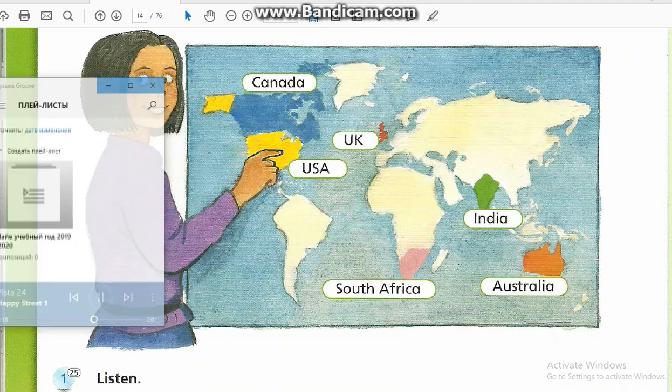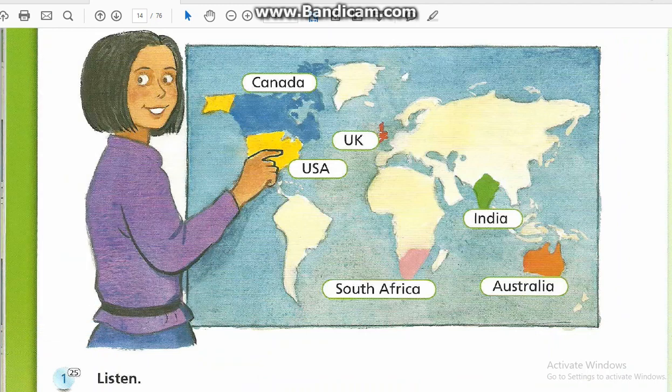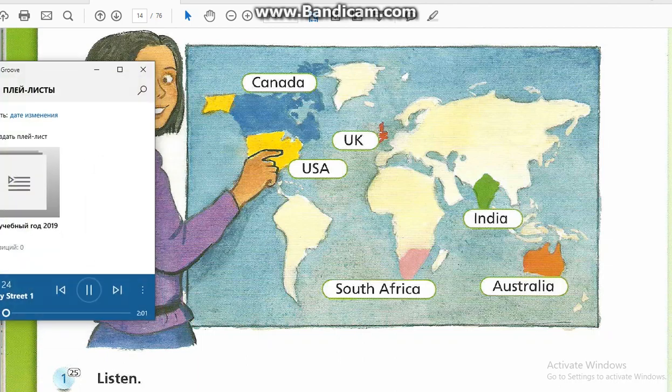Now listen and answer. What colour is the UK on the map? What colour is India on the map? What colour is Canada on the map? What colour is South Africa on the map? What colour is Australia on the map? What colour is the USA on the map? Unit 2. Listening 24. Class Book, page 12.